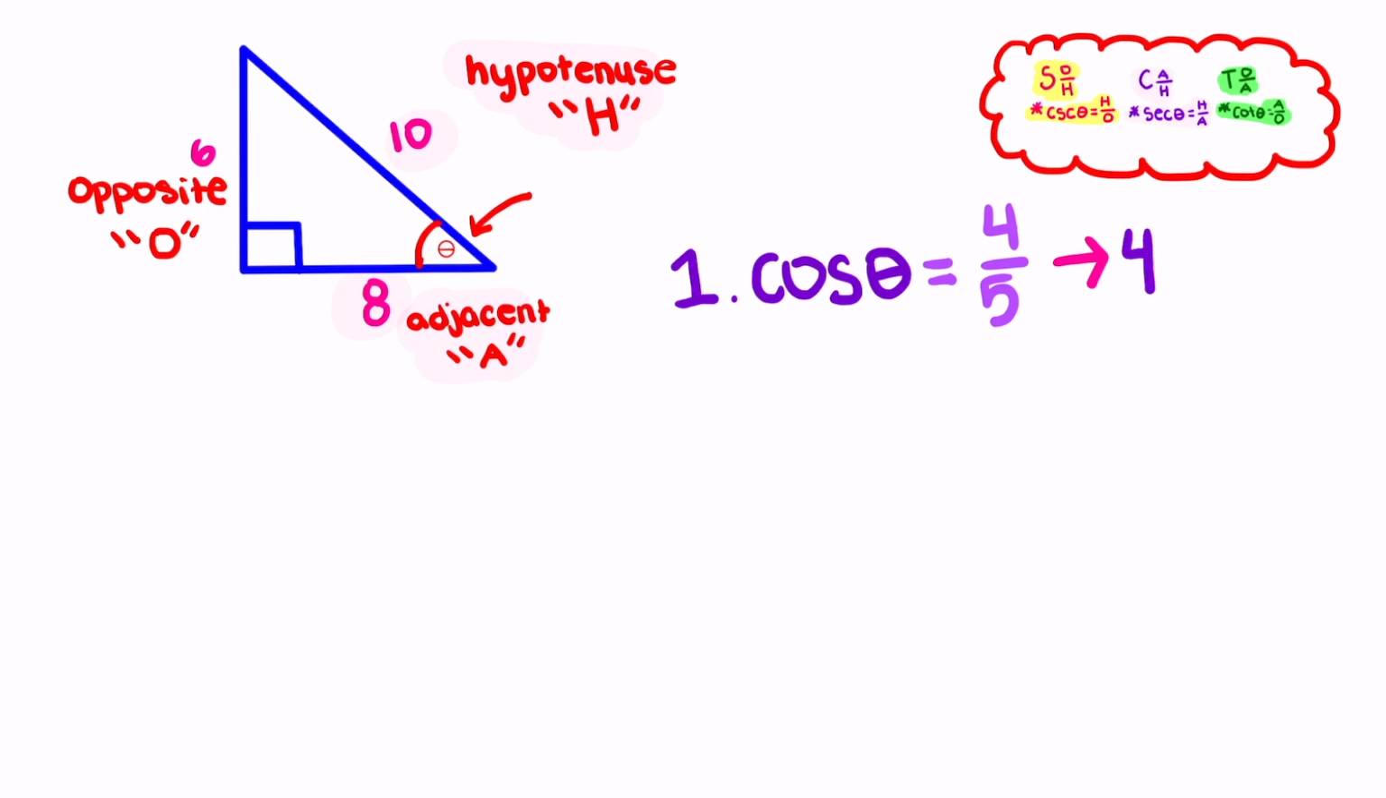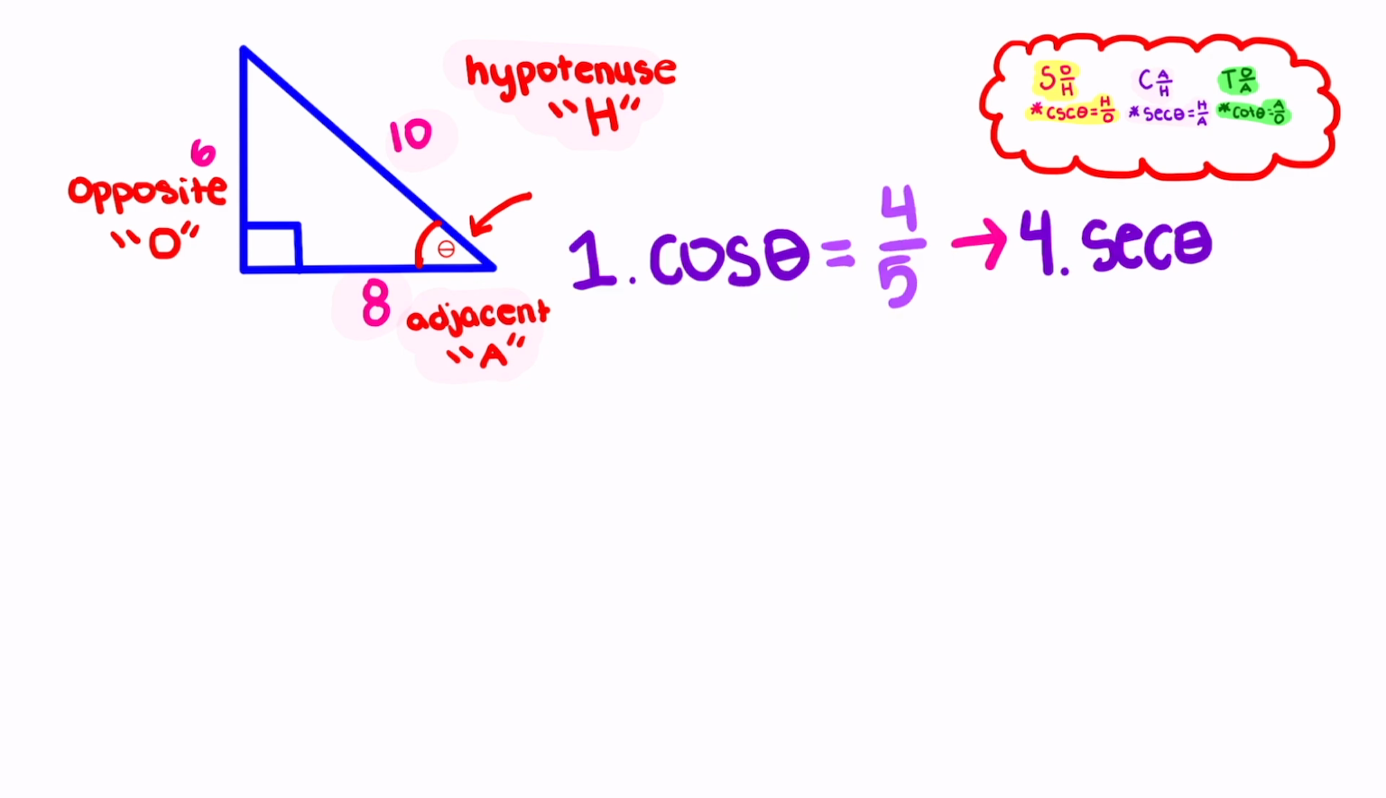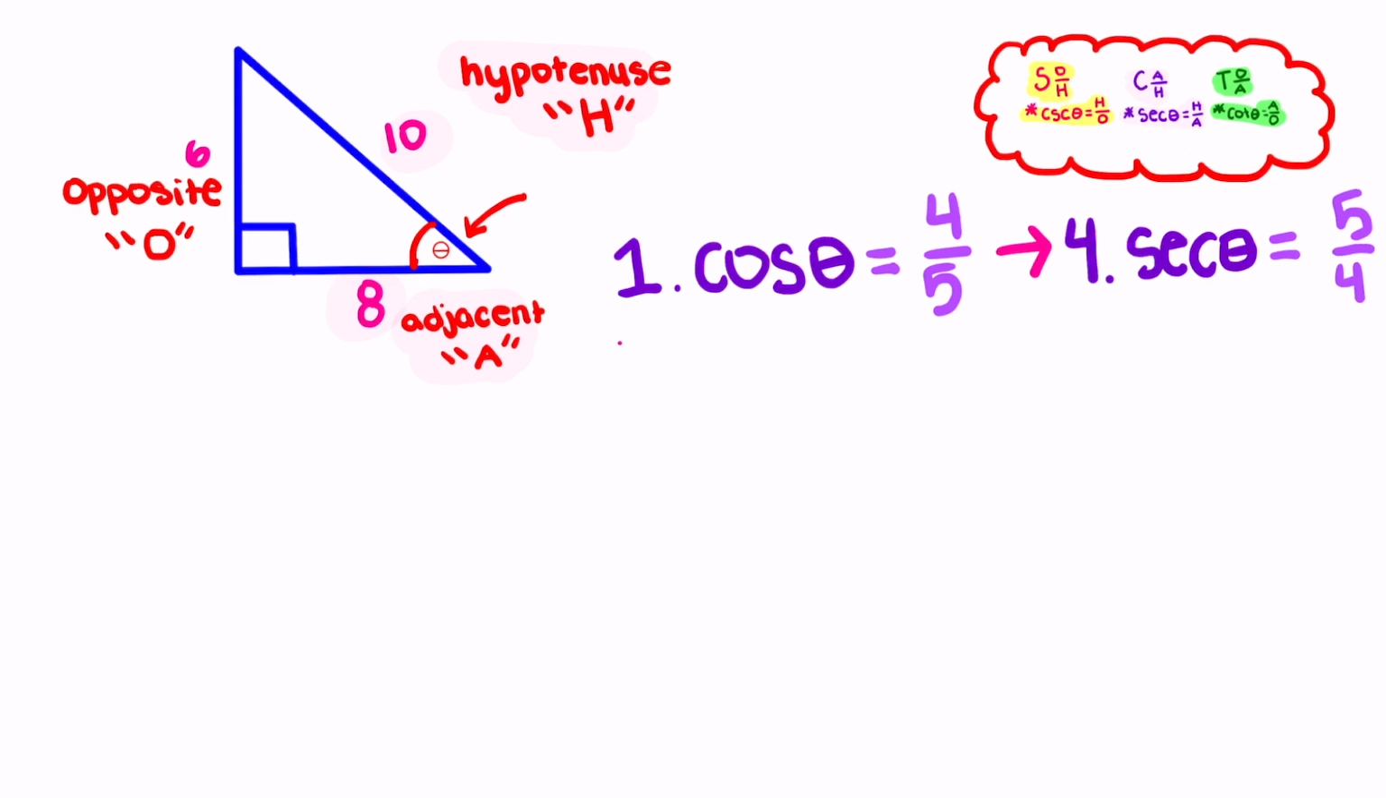Now we're going to solve for the opposite. So we are going to solve for secant of theta. If we look at that chart ahead, we see that secant of theta is literally just the opposite. It's the reciprocal, or just a flipped version of that fraction.